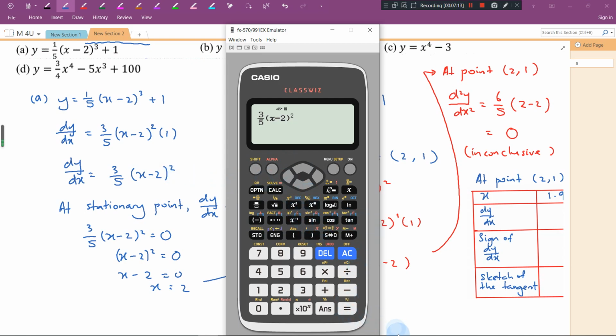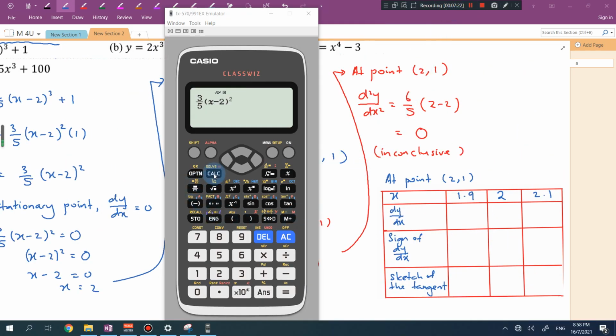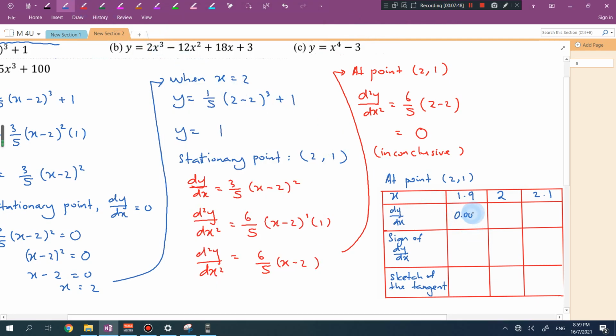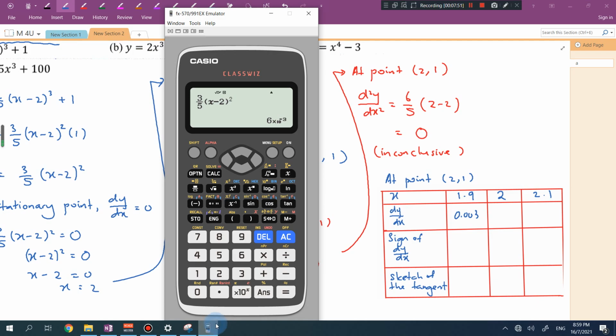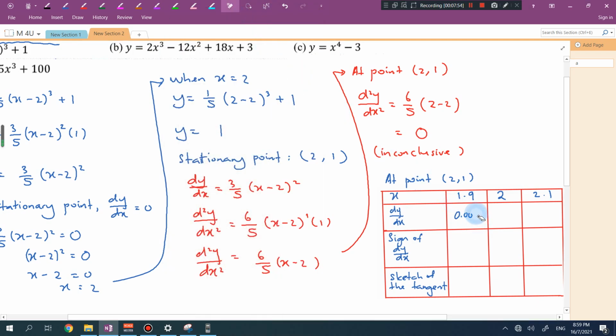Okay, so we are going to ask the calculator to help us get the value of dy by dx. We press calculate, then key in 1.9, the value of x that we are going to use to find dy by dx. Press equal, you will get 3 over 500. You can write fractions, or if you want to change to decimal, you can change it to 0.006. Sorry, it should be 0.006.